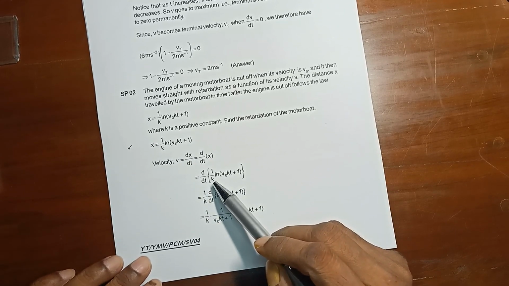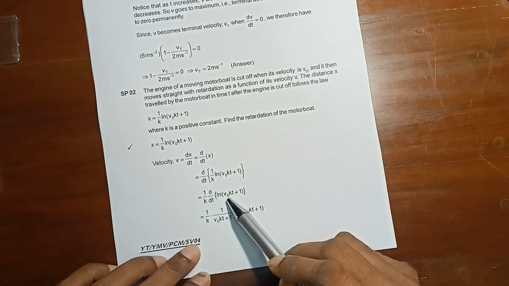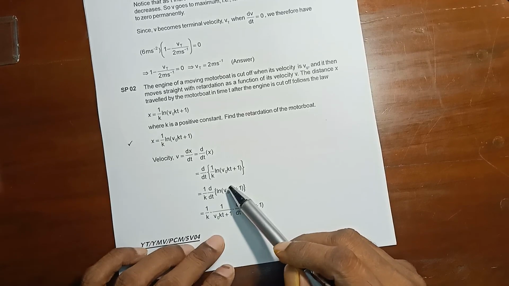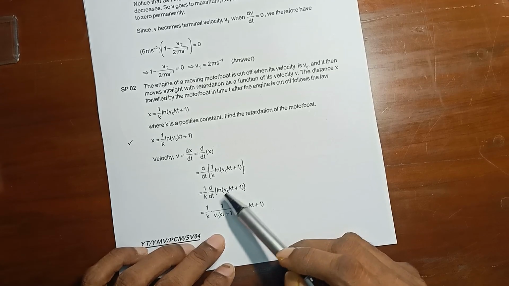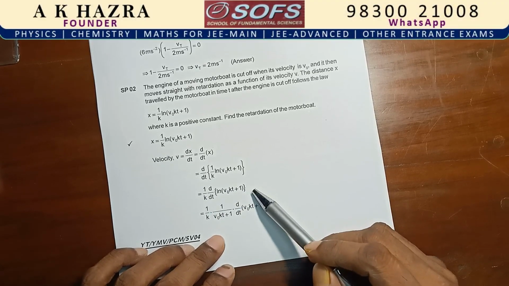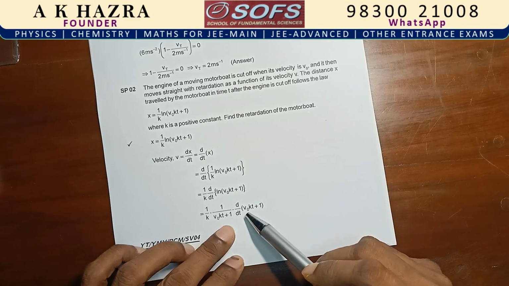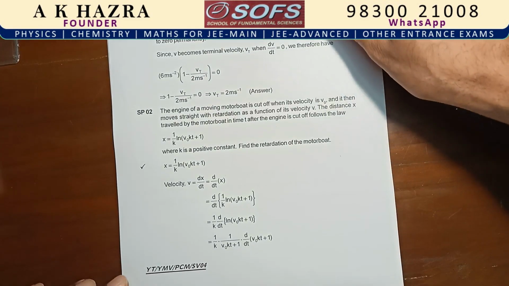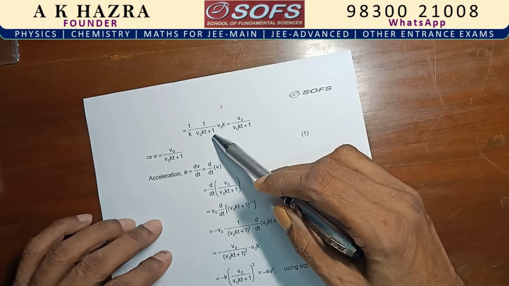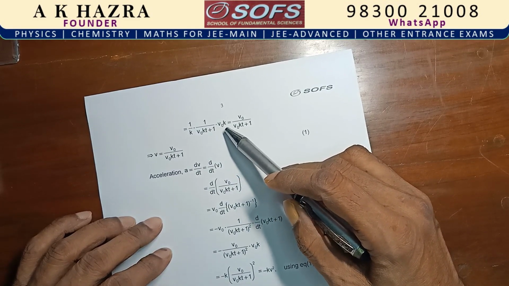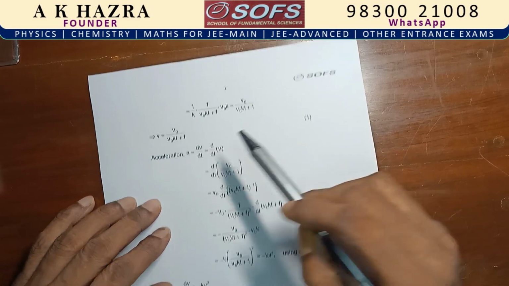1 by k, commutative law, constant, so taken out. d/dt of ln(v0 kt plus 1). Yes, again z concept. v0 kt plus 1, consider z. So we'll have ln z. So it will be accordingly changed to d/dz, dz/dt. So d/dz of ln z means 1 by z. So 1 by (v0 kt plus 1), d/dt of (v0 kt plus 1). So this equals 1 by k, 1 by (v0 kt plus 1), d/dt of (v0 kt plus 1) equal to v0 k. So ultimately k cancels, v0 by (v0 kt plus 1) is velocity.